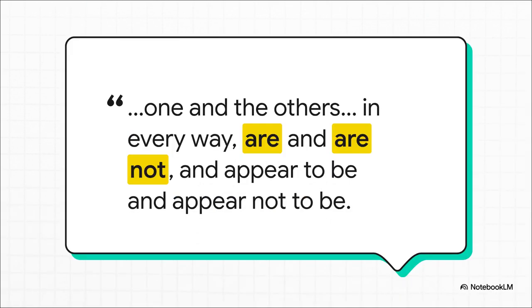Okay, deep breath. Here it is, the big one. The whole argument boils down to this. One and the others in every way are and are not and appear to be and appear not to be. I mean, it sounds like complete gibberish, right? It's a contradiction inside a paradox.